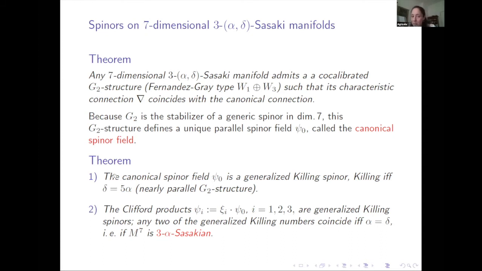This is not totally surprising because for a co-calibrated G2 structure, this is an abstract theorem telling you that there exist generalized Killing spinors. The funny thing is that you can construct them in an explicit way from the geometry.